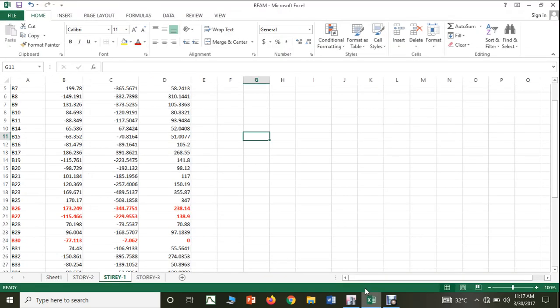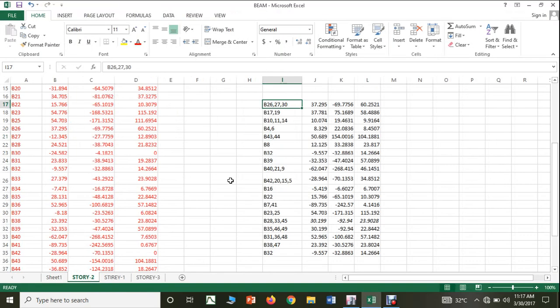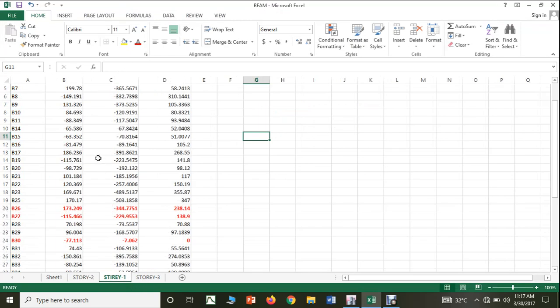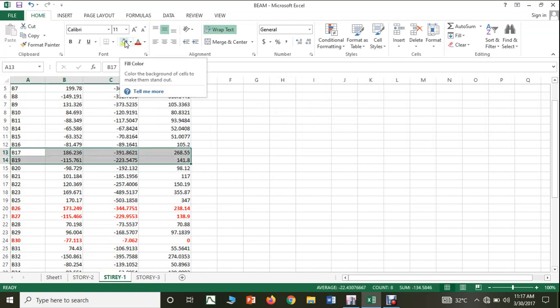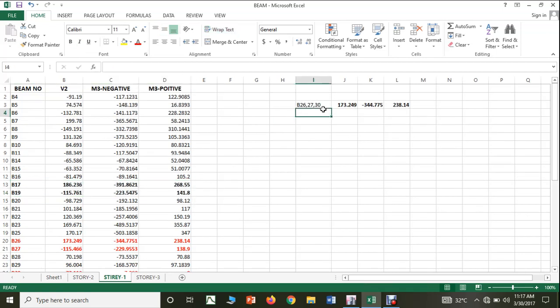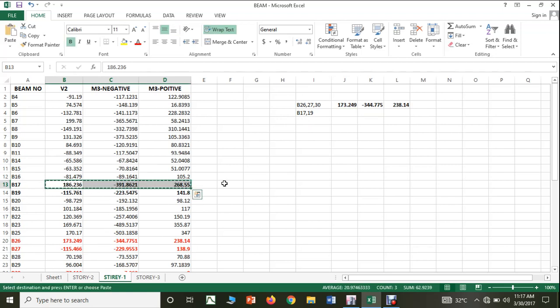The next grouping will be beam 17 and 19. I'll go to story 1. So you have beams 17 and 19. In that, again, the highest will be this one. Therefore I'll be making the group of beams 17 and 19.